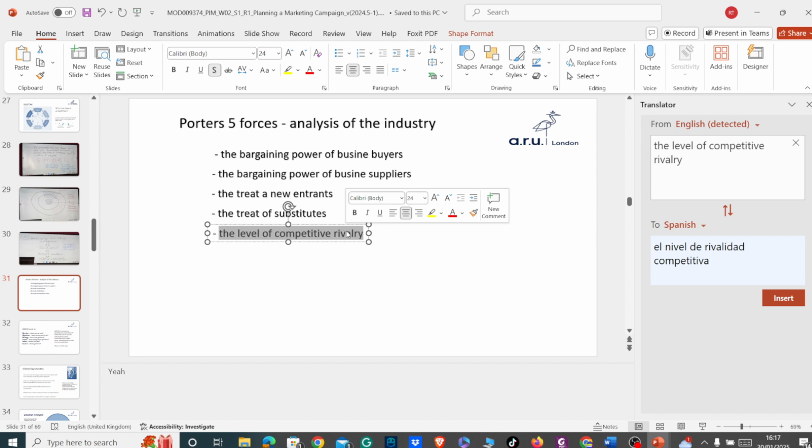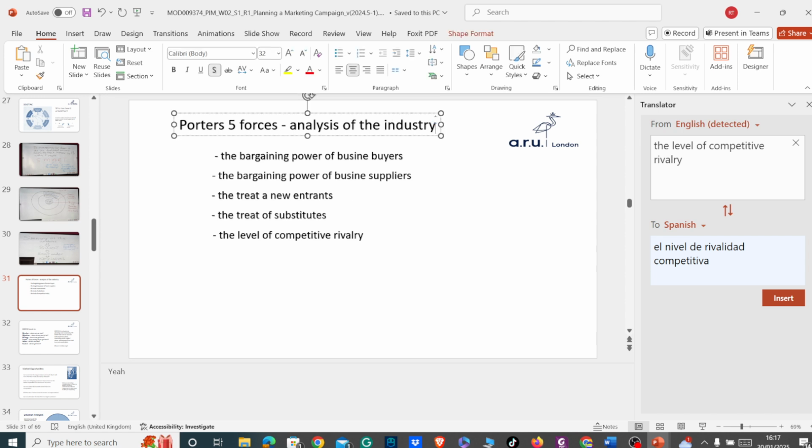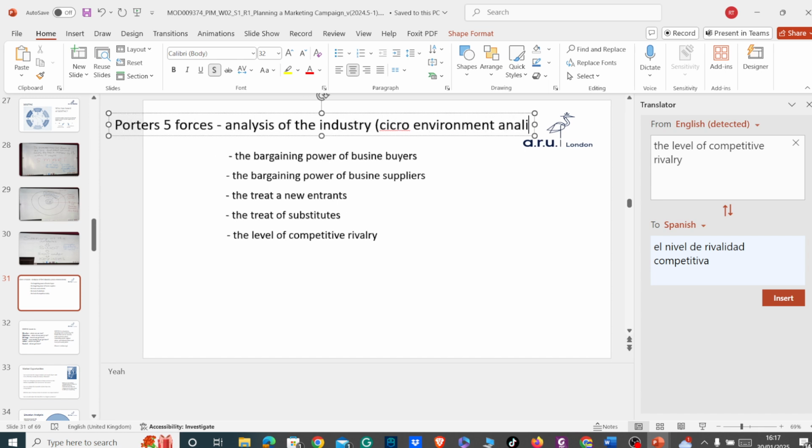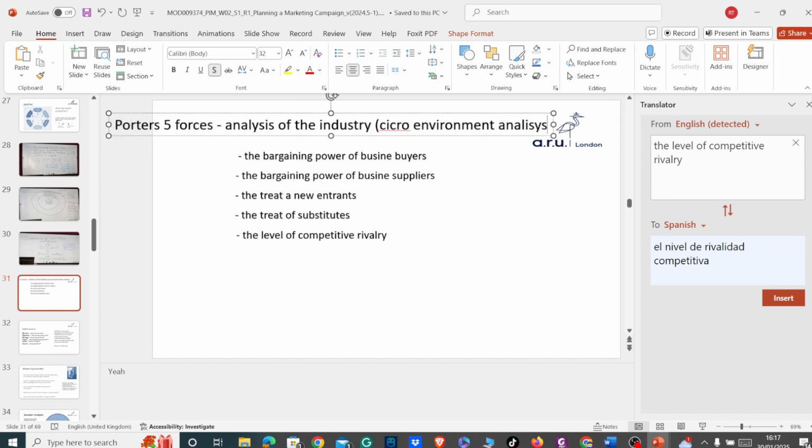So you analyze the industry. Porter's five forces, here you're doing the micro environment analysis. Let's look at the other forces. The bargaining power of buyers: how much bargaining power do buyers of mobile telephony services in the UK have? Will you say they have strong or weak bargaining power? Strong. You're right. But why?